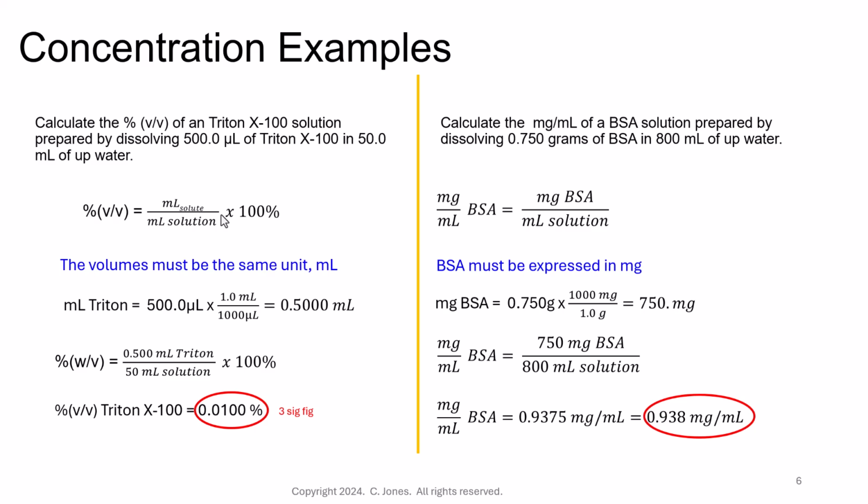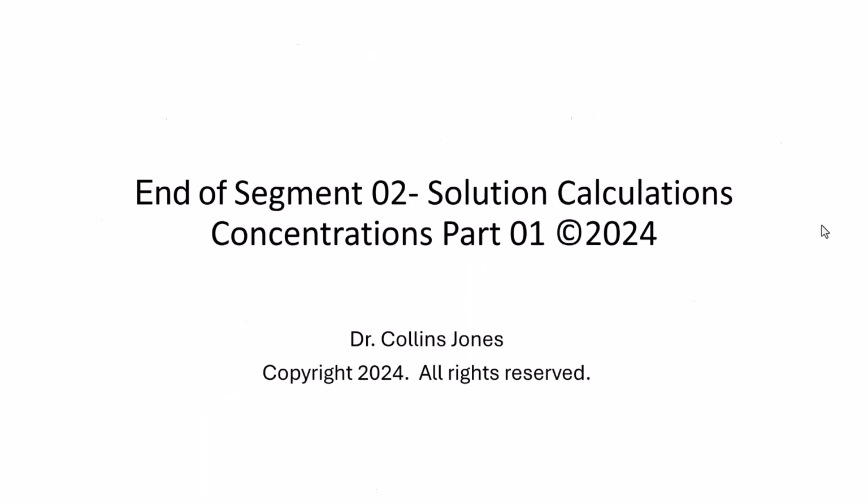Again, 3 significant figures, right? We have 3 significant figures here, right? And these zeros may or may not be significant, but we're going to have to assume when we prepare things in the lab that those zeros are significant unless otherwise stated. Okay, and that is the end of segment 2, solution calculations and how to calculate concentrations.